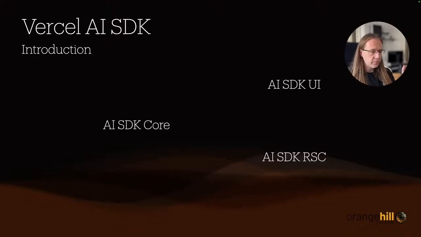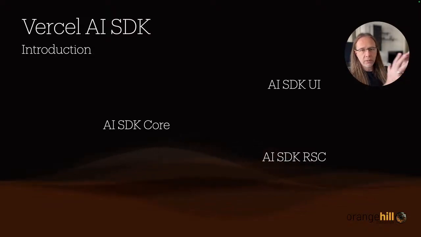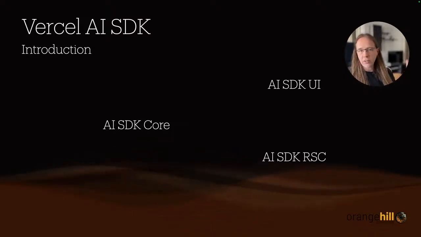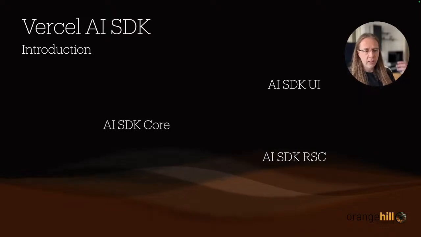So the Vercel AI SDK consists of two major parts, or three, let's say. AI SDK Core is one part of the SDK, and it provides kind of the backend services, the connections with various APIs, LLMs, etc., and then processing of the data, caching, saving and retrieving the data to a database, etc.